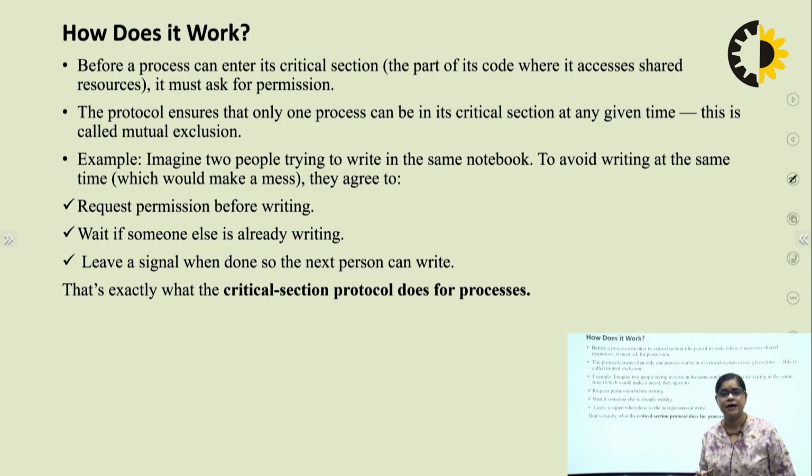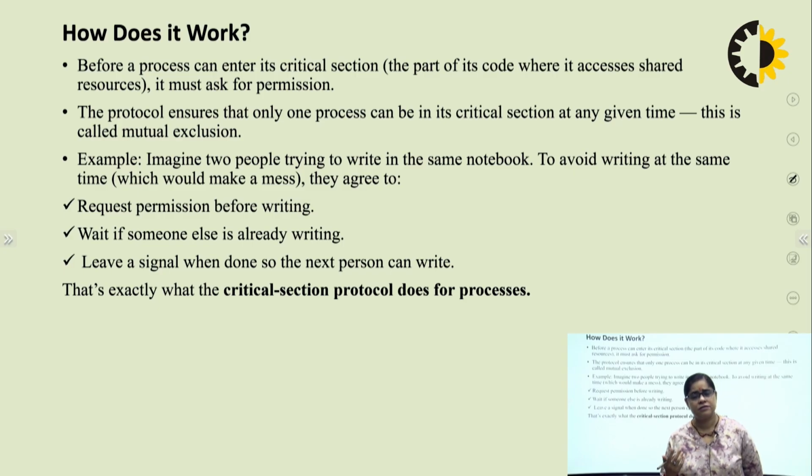So for example, if I take a real-time analogy for the critical section problem, imagine you want to write something in the same notebook. If two people are writing in the same notebook, to avoid writing at the same time, how will they agree? They will request permission from each other before writing, right? They are taking the permission.